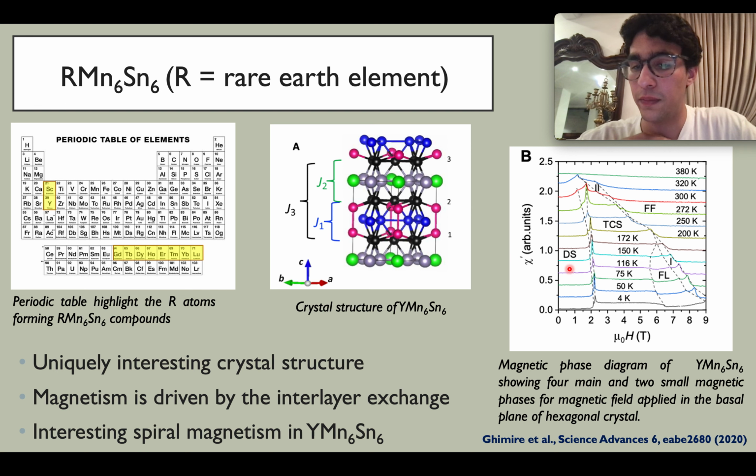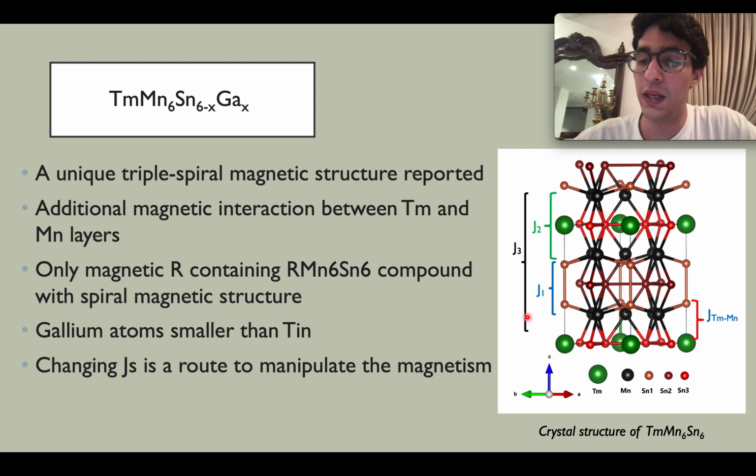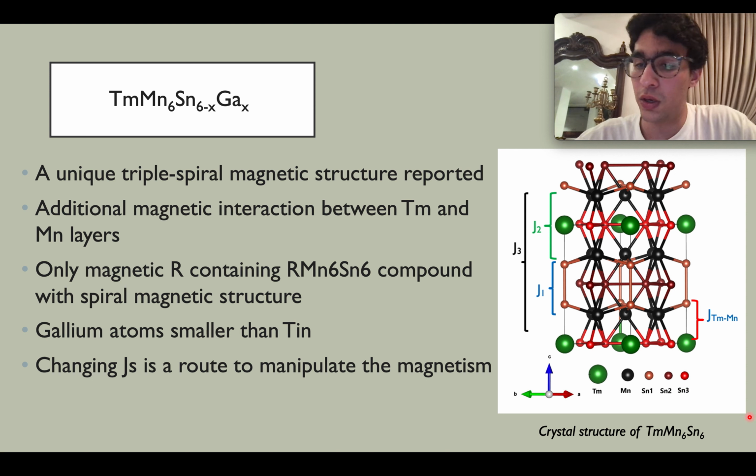along the AB plane. Now choosing the rare earth element to be thulium, we have thulium manganese 6 tin 6, which was found to host a unique helical magnetic structure consisting of three spirals pointing along the z-axis. Thulium and manganese atoms are responsible for the magnetism in this material, and as a result, there is an additional interlayer interaction J4, shown in this schematic of the crystal structure, where the green spheres are thulium, black are manganese, and the rest are tin.